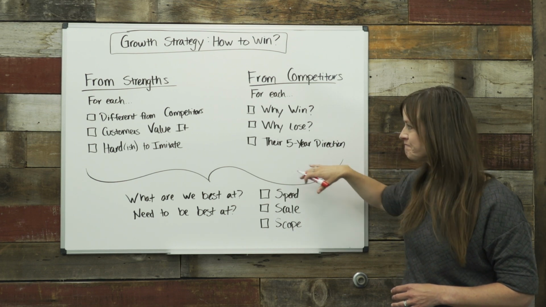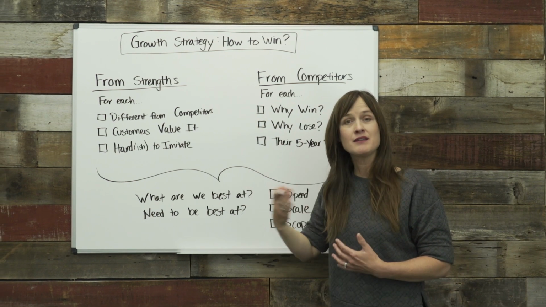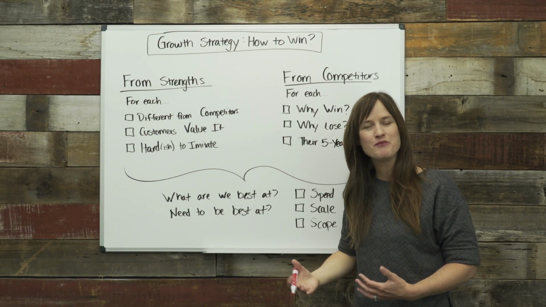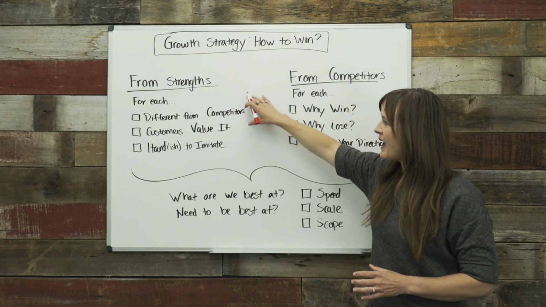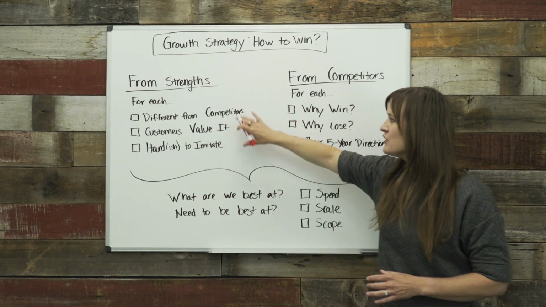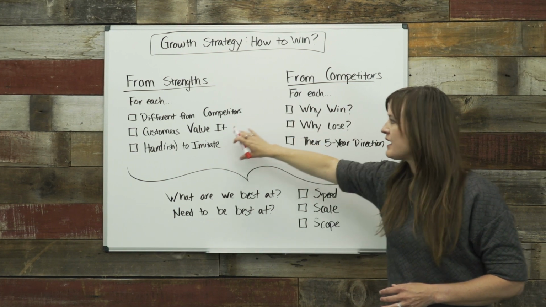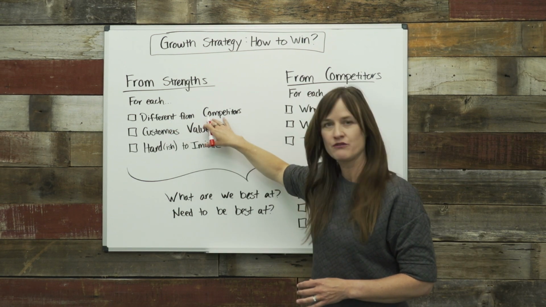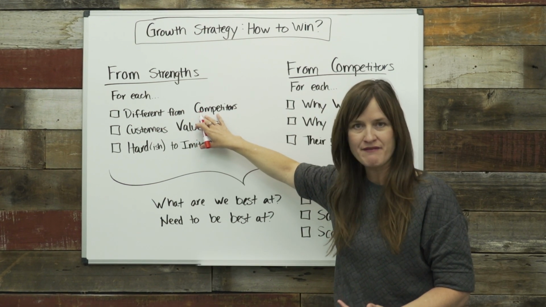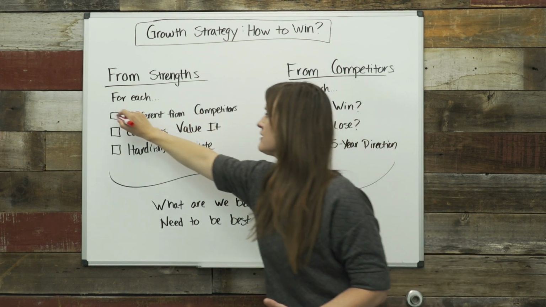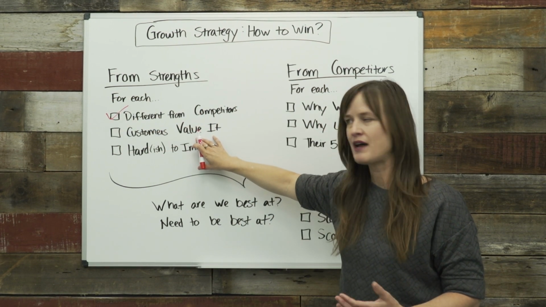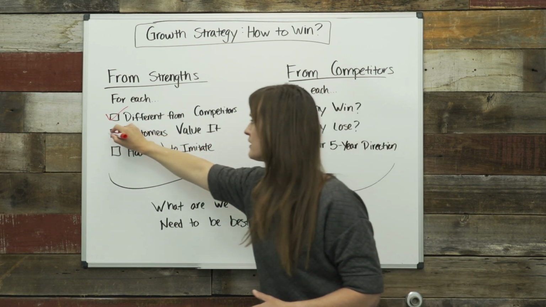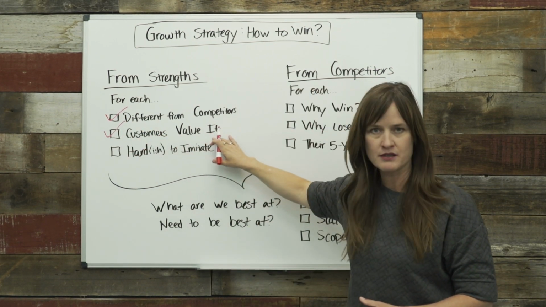So let's jump in. Coming into this exercise, I'm going to assume that you've built out your SWOT. You're going to take the strengths from your SWOT, and from each of your strengths, you're going to ask yourself, is that strength different from your competitors? Meaning your competitors don't have that strength. If you answer yes, we're going to check the box off. Do your customers value that strength? If they do, we're going to say yes and check the box.